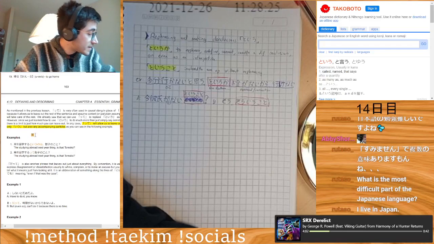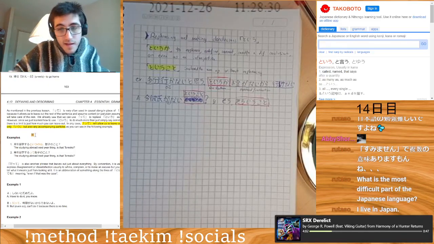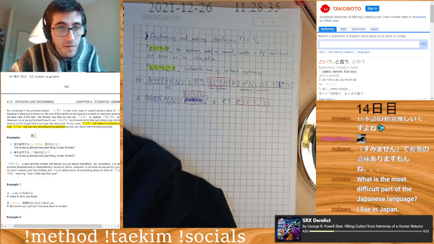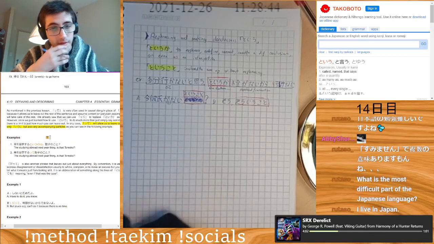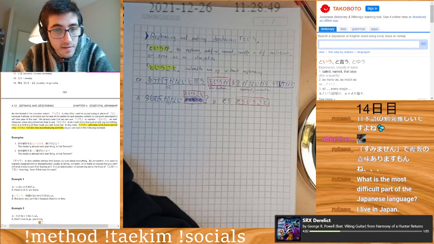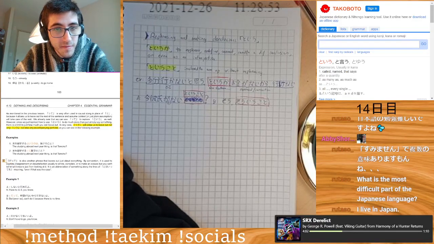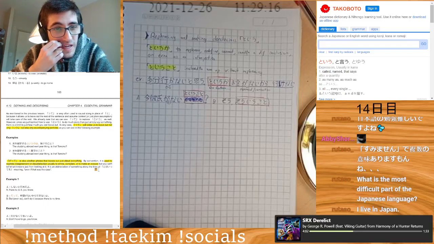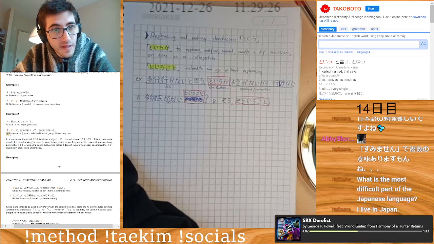So, for example, 来年留学するというのはどの子のこと？来年留学するってどの子のこと？Yep. Okay. So that day is also another phrase that leaves out just about everything. By convention, it is used to express disagreement, dissatisfaction, usually to one complaint, or make an excuse. It is an abbreviation of something along the lines of とは言っても. In some cases, the small c is left out and just is used.